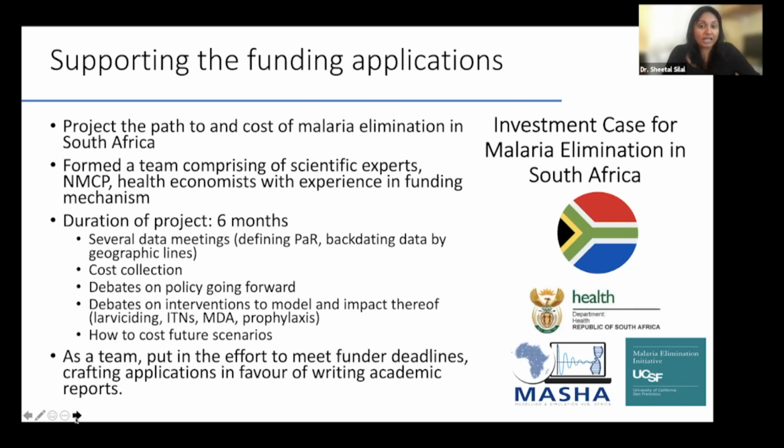And so when this project was initiated, modelers were one of the first resources that were sourced for the project. Being South African myself, I was approached by the National Department of Health to say, we need to make this funding case. We know that modeling is the only scientific resource that we have to be able to estimate this investment gap and the impact of future interventions.